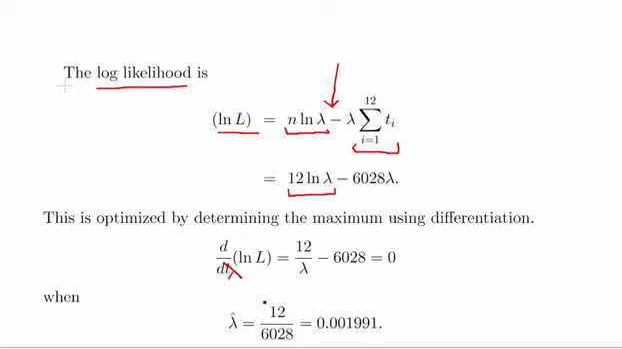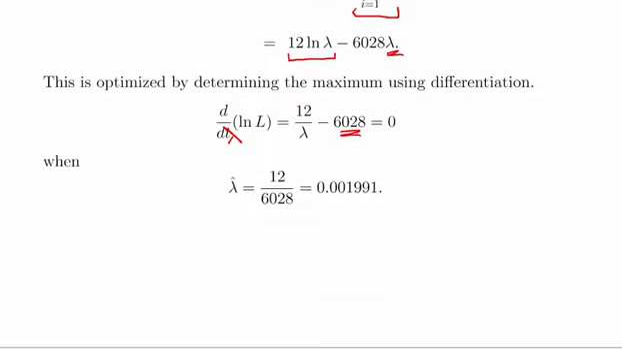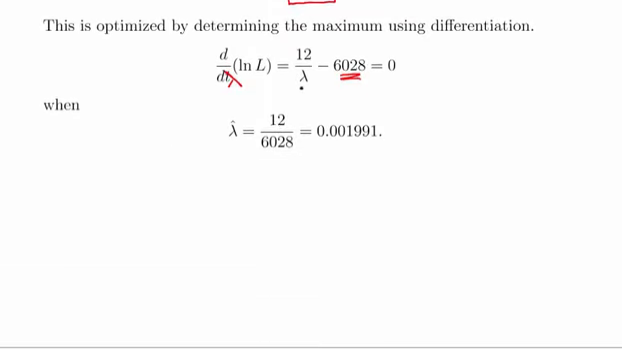When we do that, 12 times log of lambda is simply 12 over lambda, or 12 times 1 over lambda. Lambda here just is what we have there. When we differentiate that with respect to lambda, we end up with 6,028. So essentially we optimize it when we find out what value of lambda will let that equal 0.